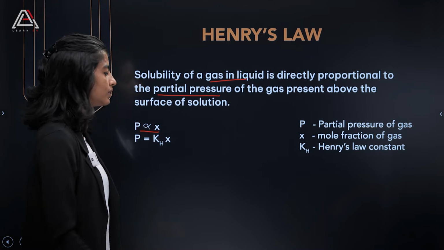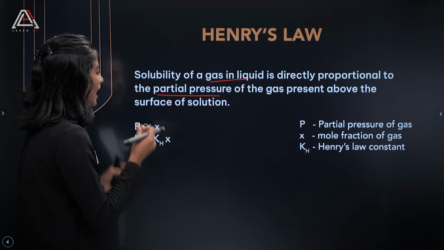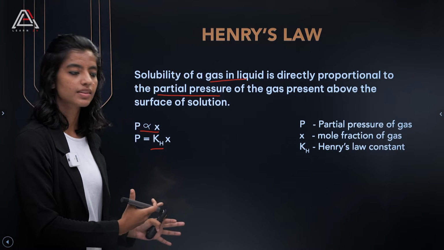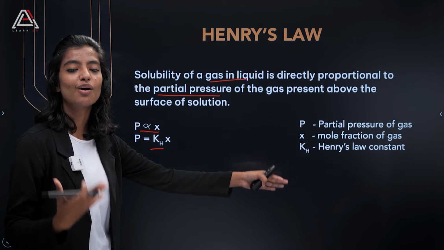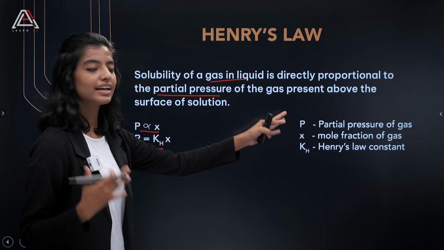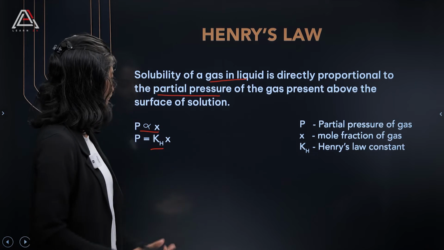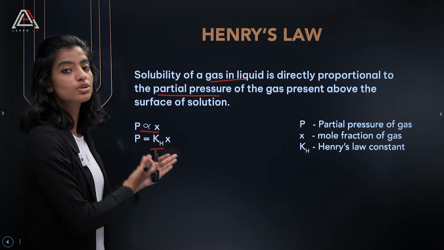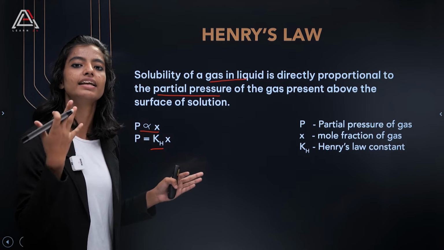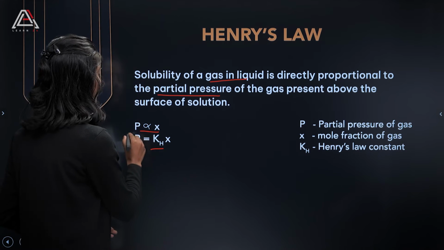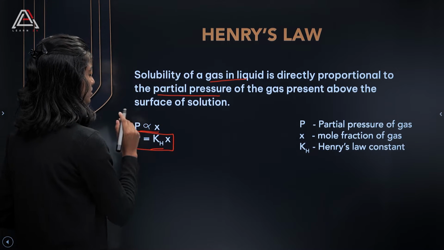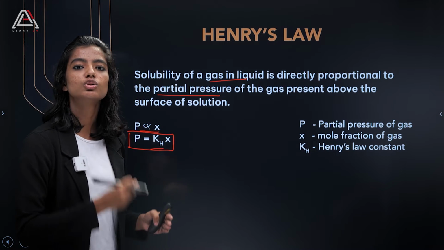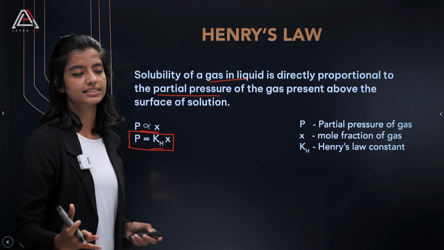In order to remove this proportionality sign, I have to add a constant called Kh. Kh is the Henry's law constant. P is equal to Henry's law constant into mole fraction of that gas. This is the Henry's law equation. Pressure is equal to Henry's law constant into mole fraction of that gas.